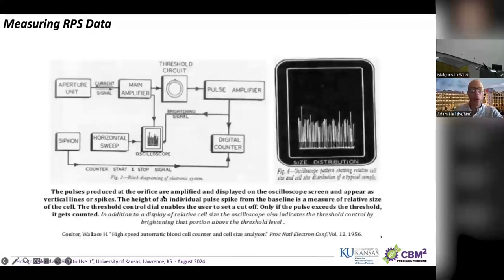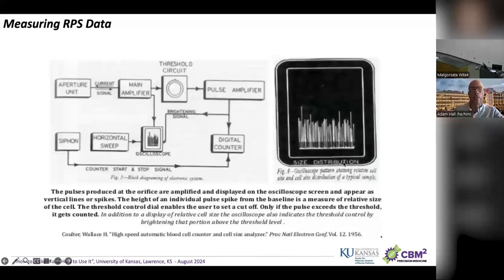So the pulses produced at the orifice are amplified and displayed on an oscilloscope in their case, and appear as vertical lines or spikes. It's inverted compared to what we were looking at just a minute ago, but all these lines you see here are the spikes that we would talk about. The height or amplitude of an individual pulse spike from the baseline is measured as a measure of the relative size of, in this case, the cell, or in our case, molecules.